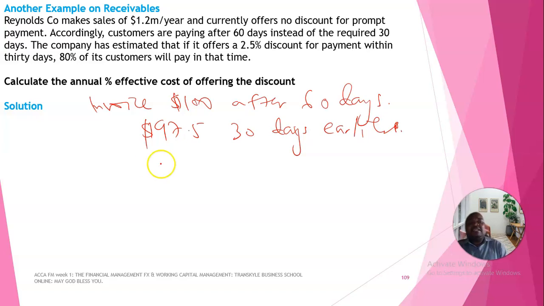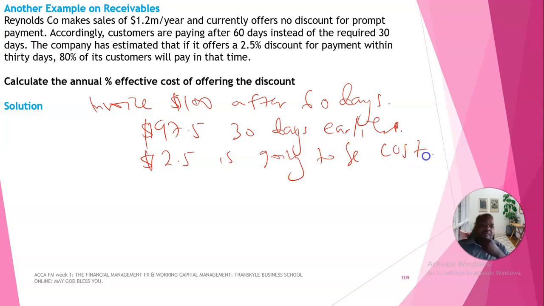But the $2.50 is going to be the cost. Customers are going to pay $97.50 30 days earlier instead of the company waiting for the full 60 days. They are only going to wait for 30 days and receive the $97.50 earlier. So now, what is the cost? The cost is the $2.50. For receiving the $97.50 earlier, you're going to suffer $2.50.